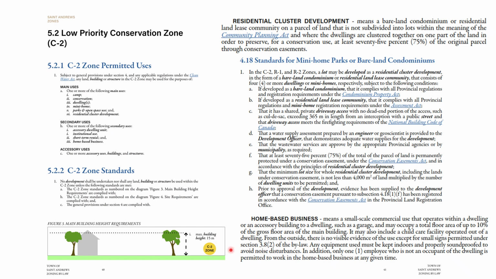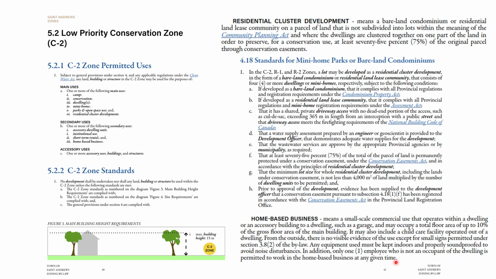Up to 10% of the gross floor area of the main building, may include a child care facility operated out of a dwelling. From the outside, there is no visible evidence of the use except for small signs permitted under section 3.82 of the bylaw. That's the sign section, which we'll talk about at the end. Any equipment used must be kept indoors and properly soundproof to avoid noise disturbances. In addition, only one employee who is not an occupant of the dwelling is permitted to work in the home-based business at any given time.